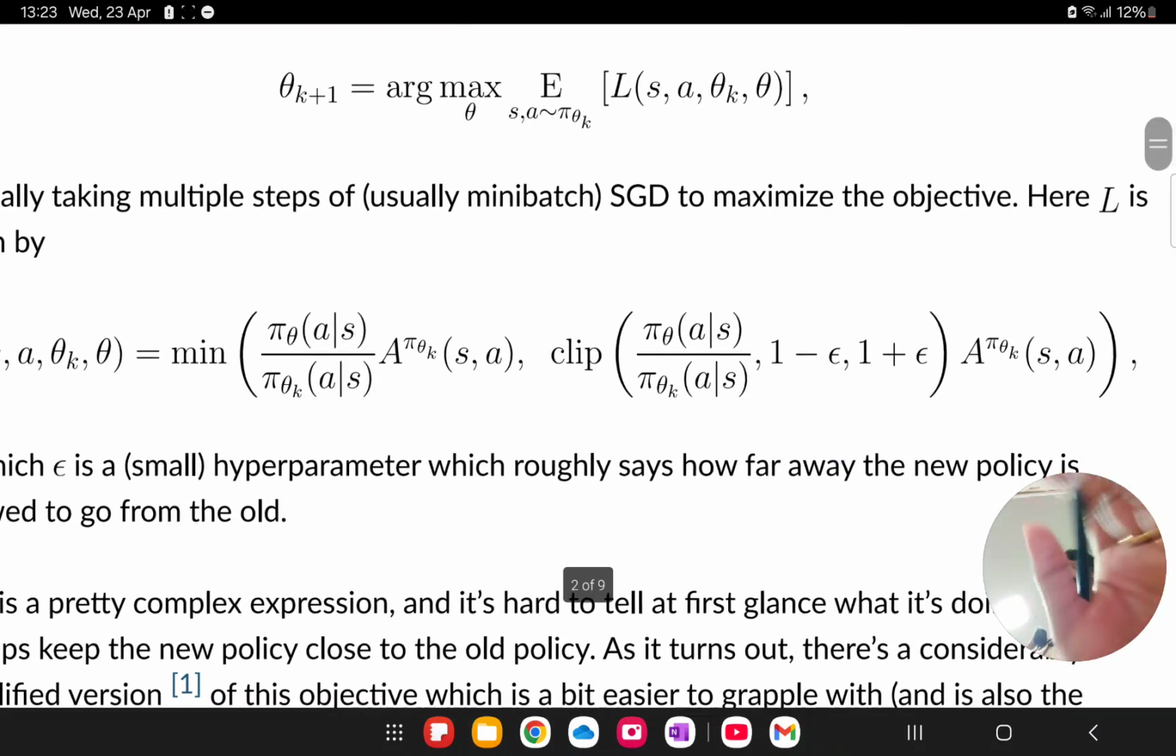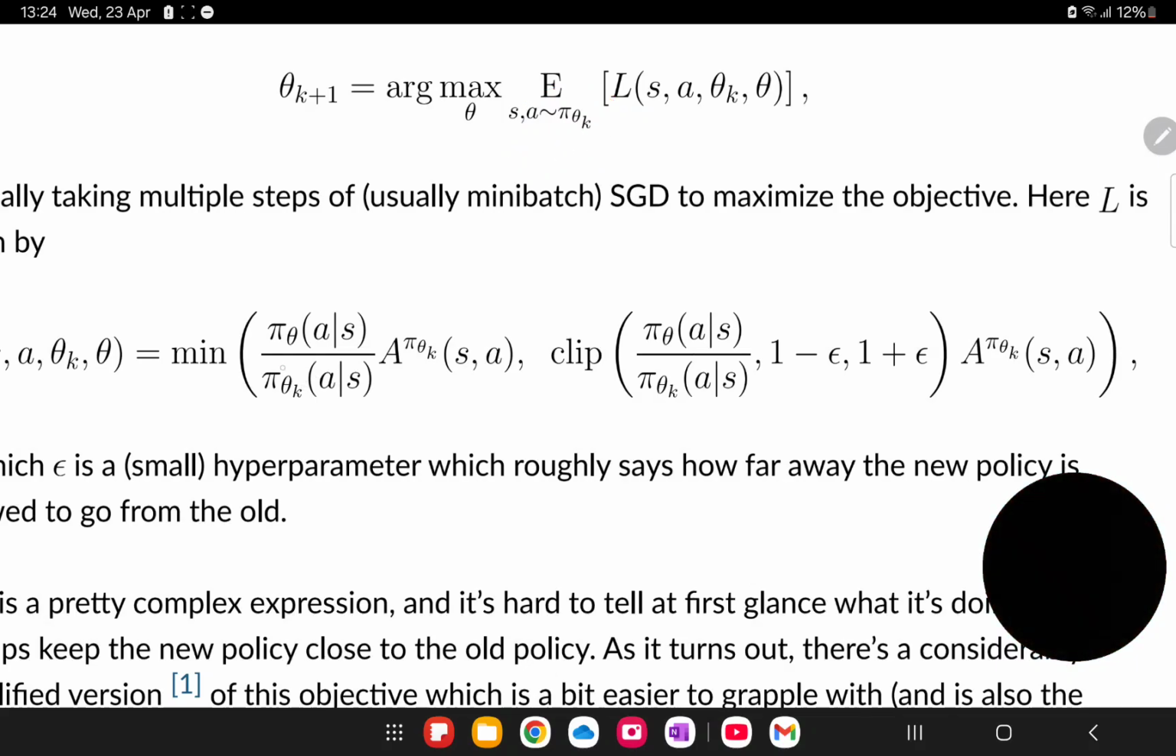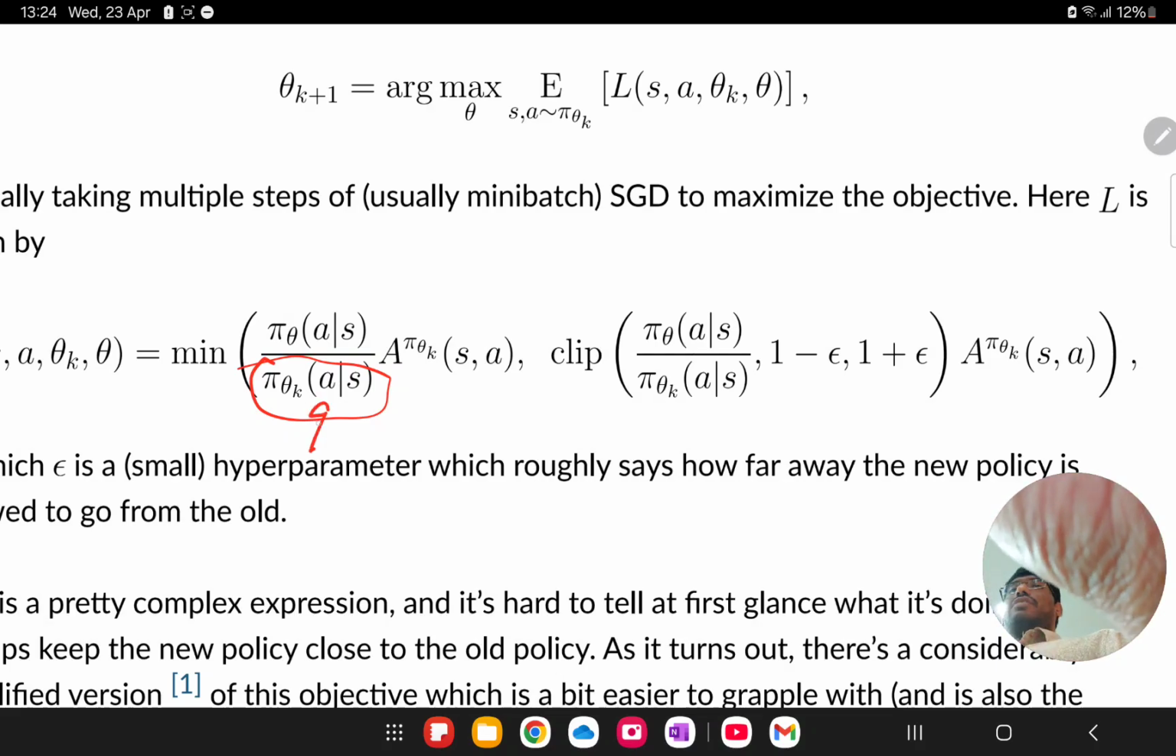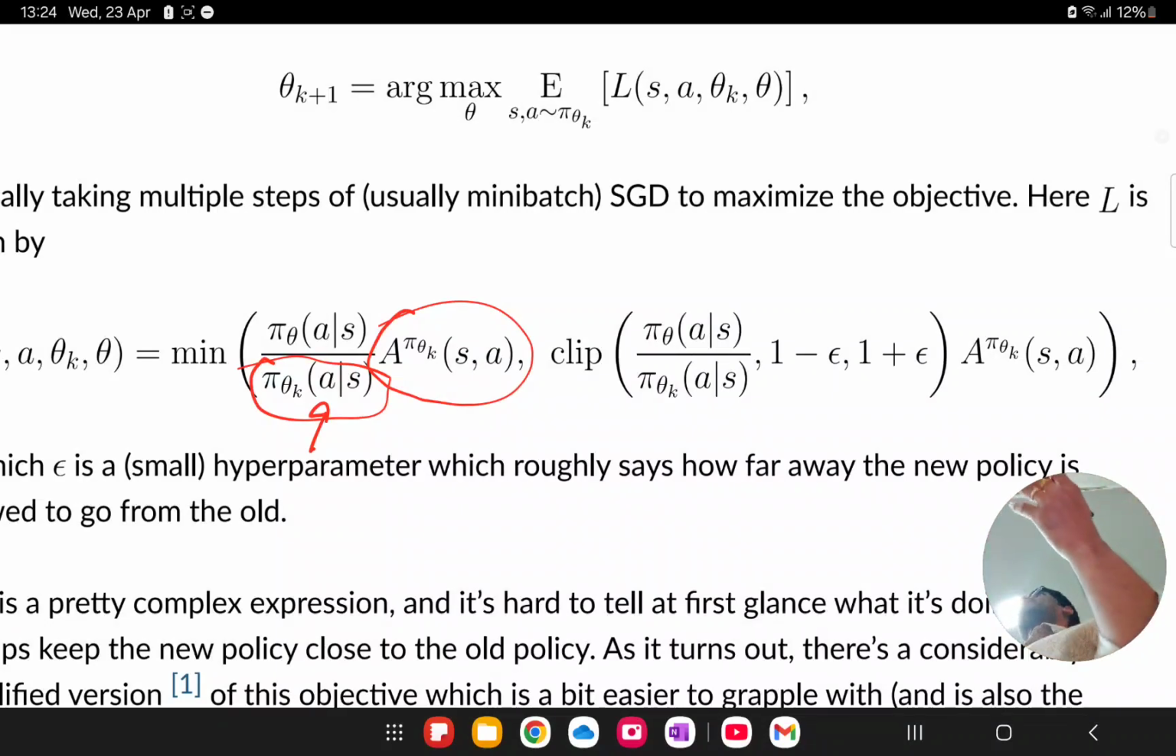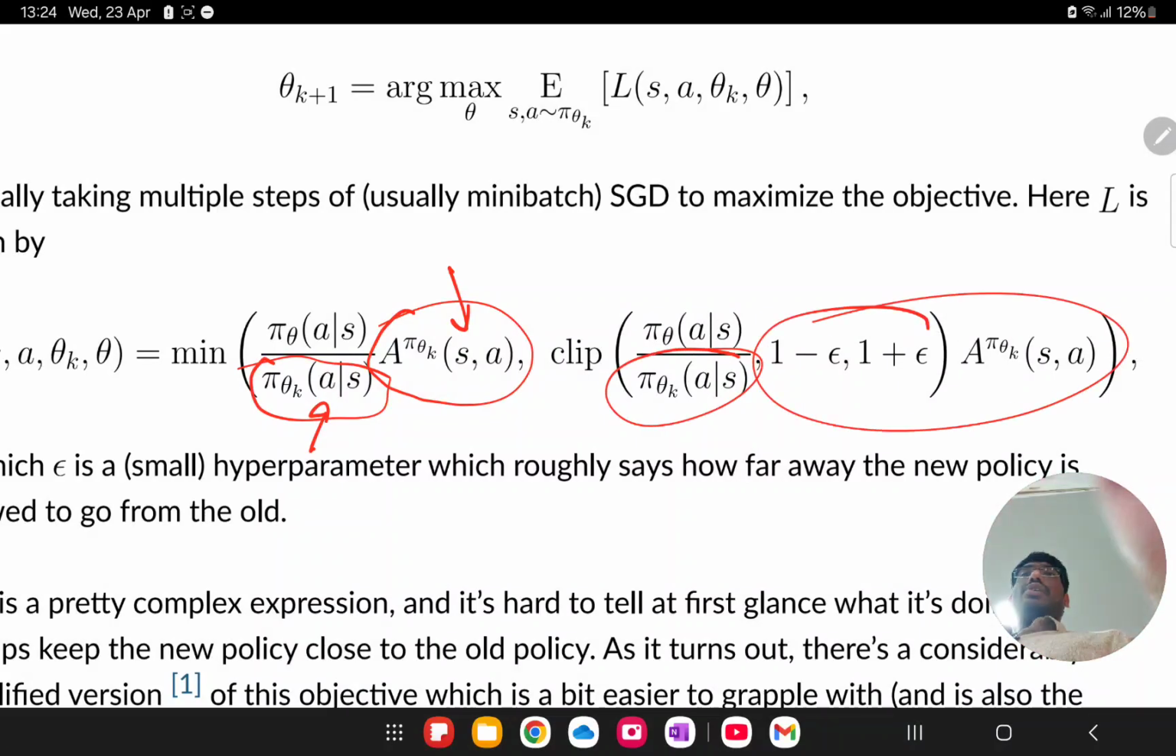So what are the only variables in this objective? This expectation is with respect to s comma a over pi theta k, right? So you know all these values. How can you calculate this value? You have your current policy network. If you do a forward pass, you will get this value. And you have an advantage function, also a neural network. If you do a forward pass for that, you will know this. So you can compute all these things. The only running variable here is theta.